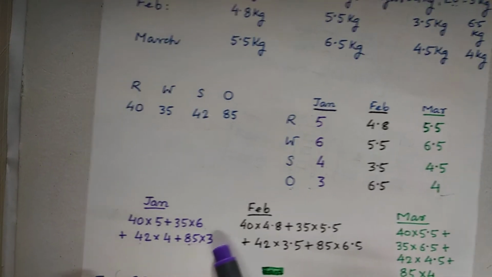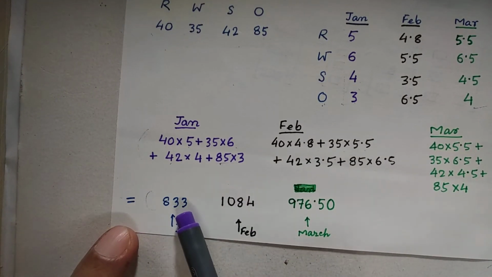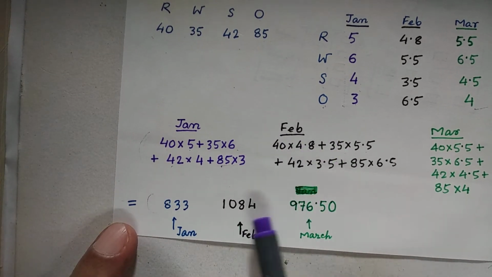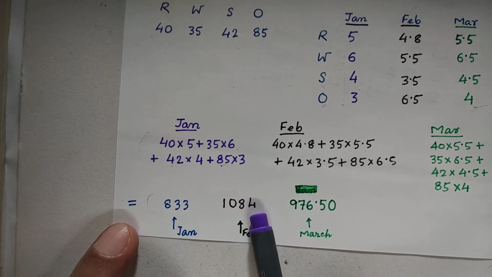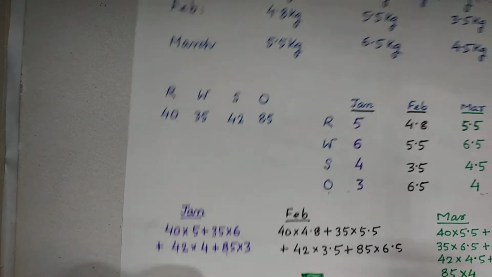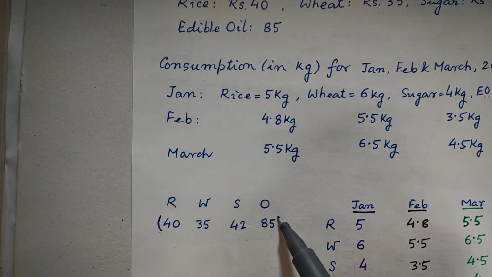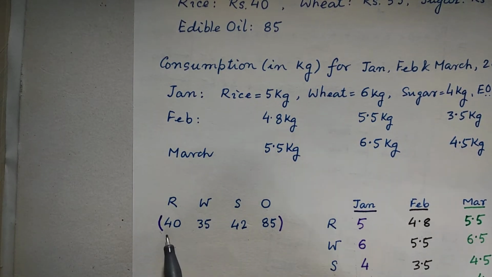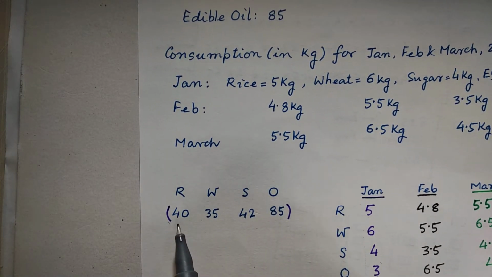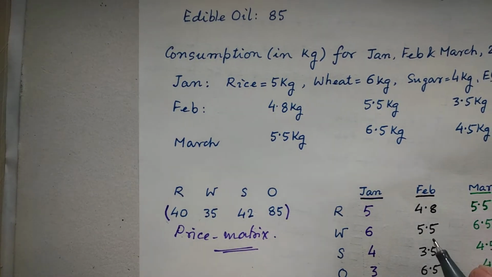Now, after calculation, we will get these 3 numbers. From this, we get 833. From this, February, we get 1084 rupees, and from this, 976.50. Now, if we enclose these figures in a bracket, what we write here is a matrix. This may be called the price matrix.